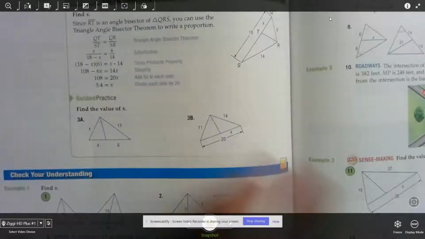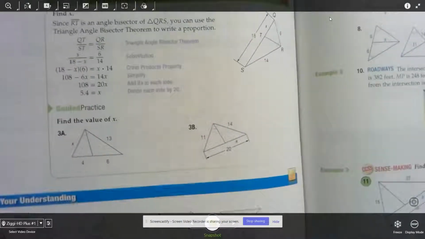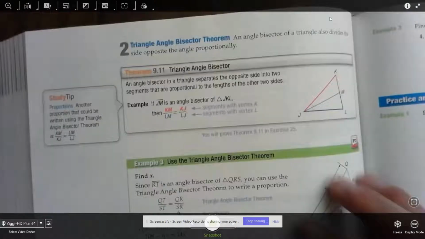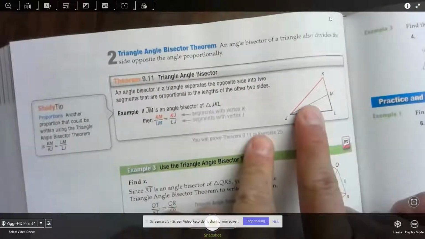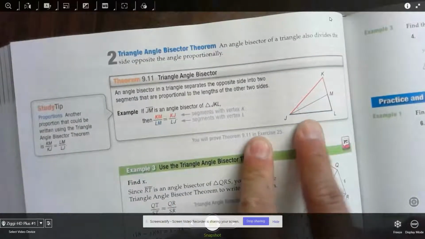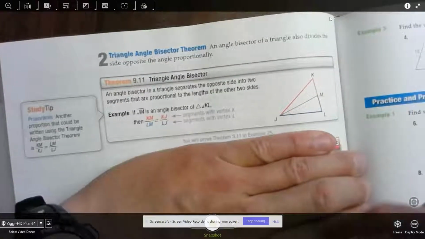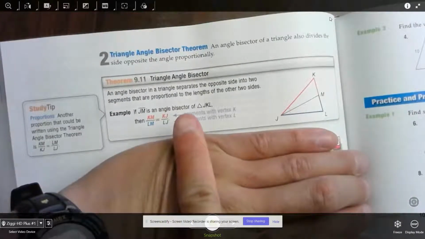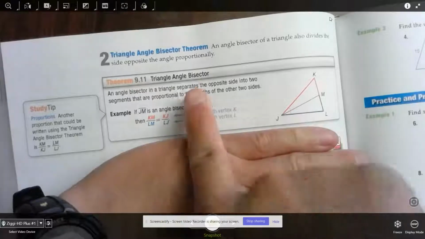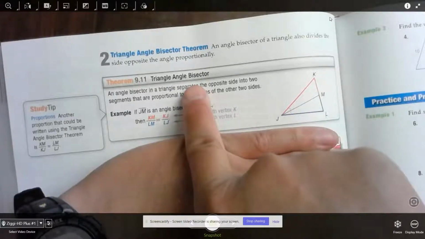All right, class, we're down to the last part, the last little thing that we need to learn from 9-5. And this actually looks very similar to what we were talking about before with the three previous theorems. But this theorem is actually going to be slightly different in the way it's written. It talks about the triangle angle bisector.